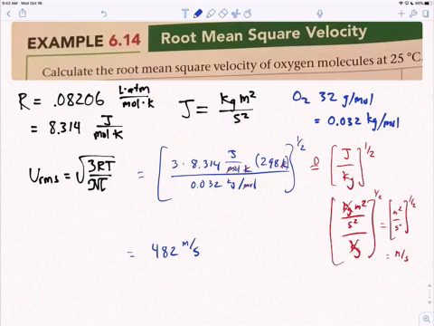Any other questions? Yes, please. How did we get to 482? 3 times 8.314. That's about 24 times 298. So that's 24 times 300. And then divided by 0.032. So let me do this in a calculator. I'll do it in a calculator. I figured out what I did, sorry.